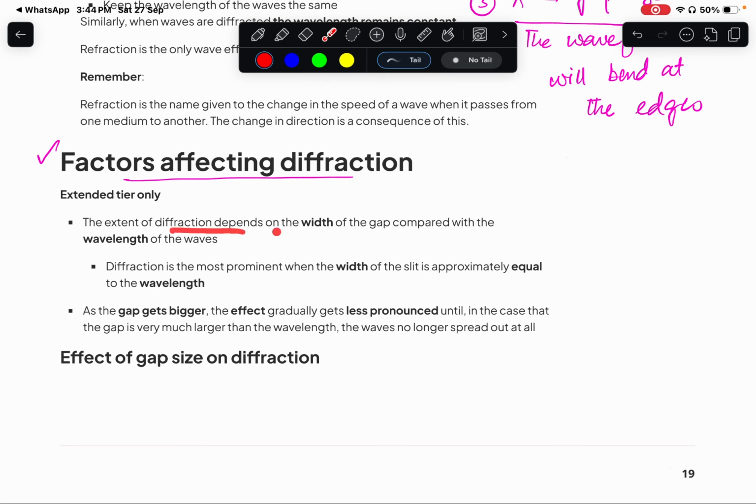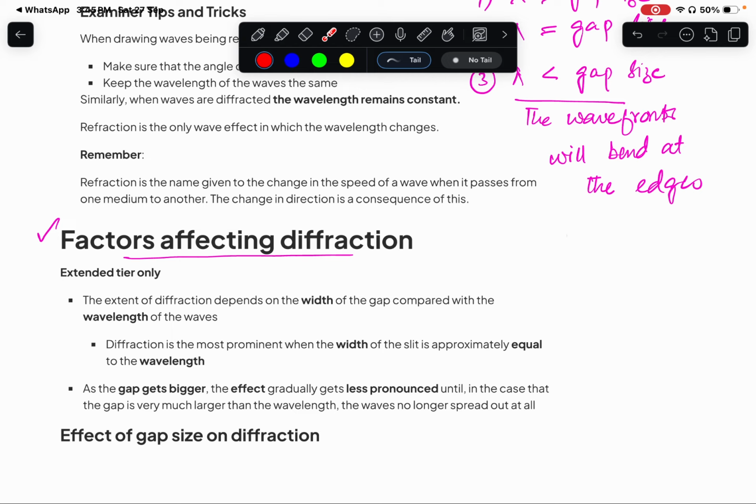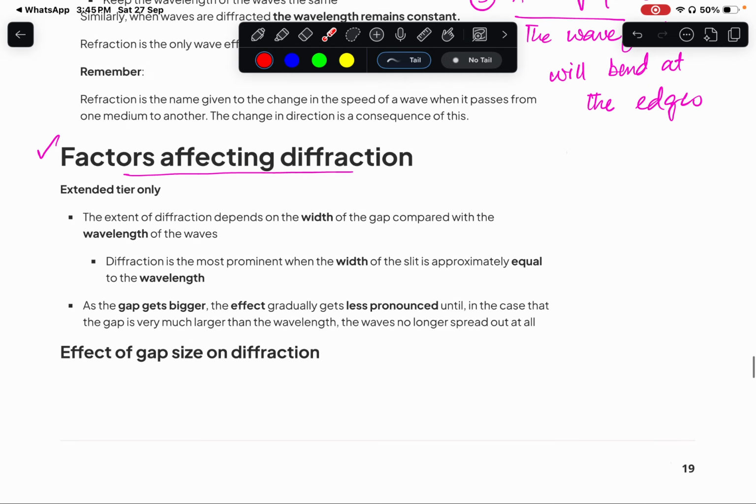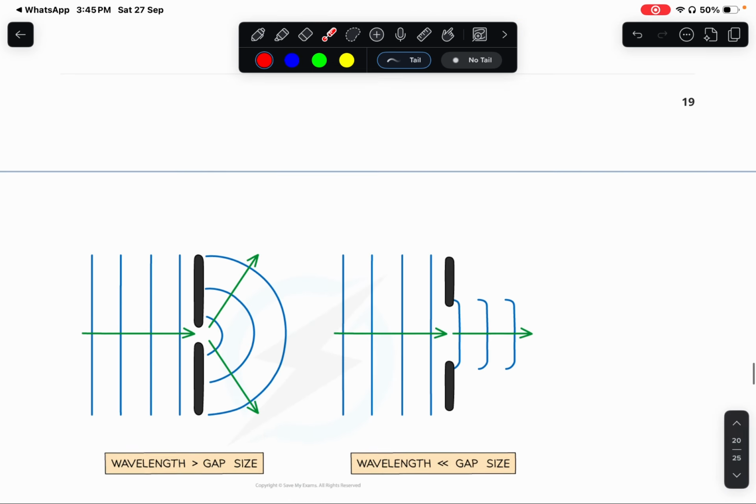The extent of the diffraction depends upon the width of the gap compared with the wavelength. Diffraction is most prominent when the width of the slit is approximately equal to the wavelength. Look, so if they are equal, you would get a prominent diffraction, and smaller, even still, you would get a prominent diffraction. As the gap size gets bigger, the effect gradually gets less pronounced until, in the case that the gap is very much larger than the wavelength, the waves no longer spread out. Okay, let me show you the diagrams.